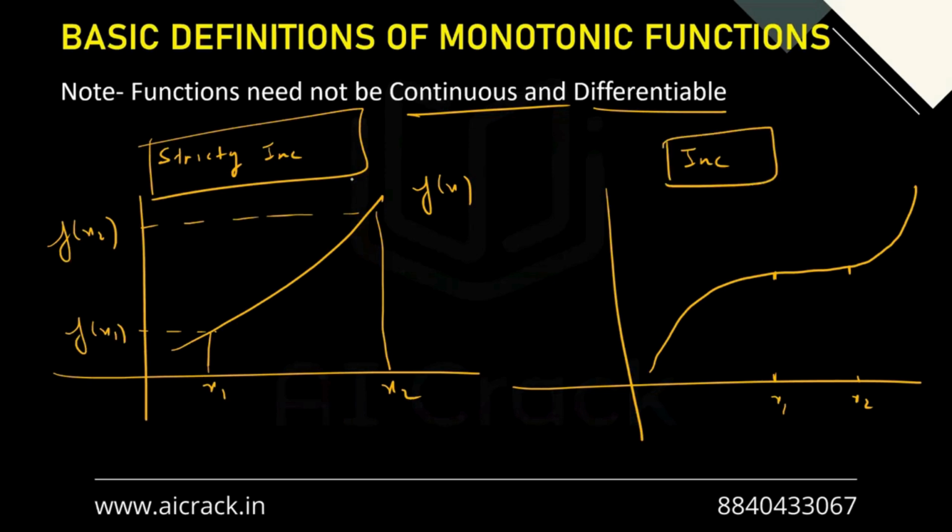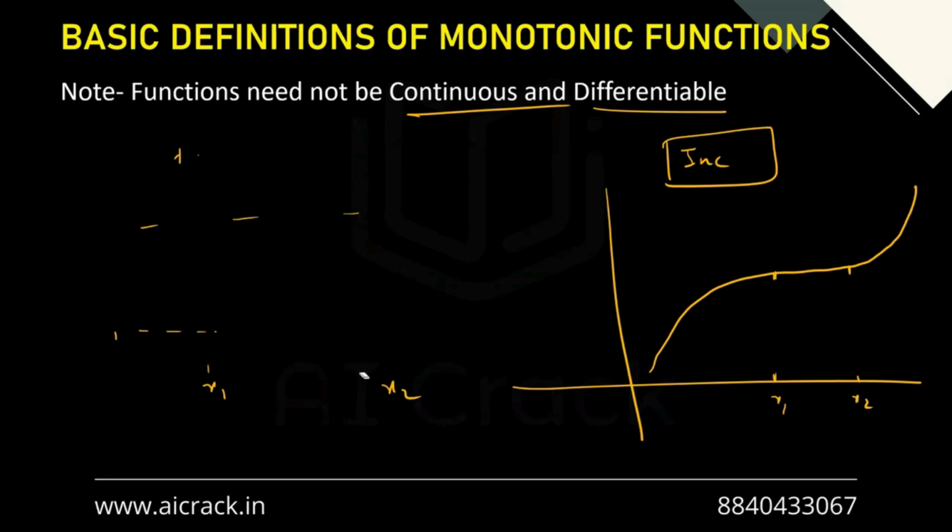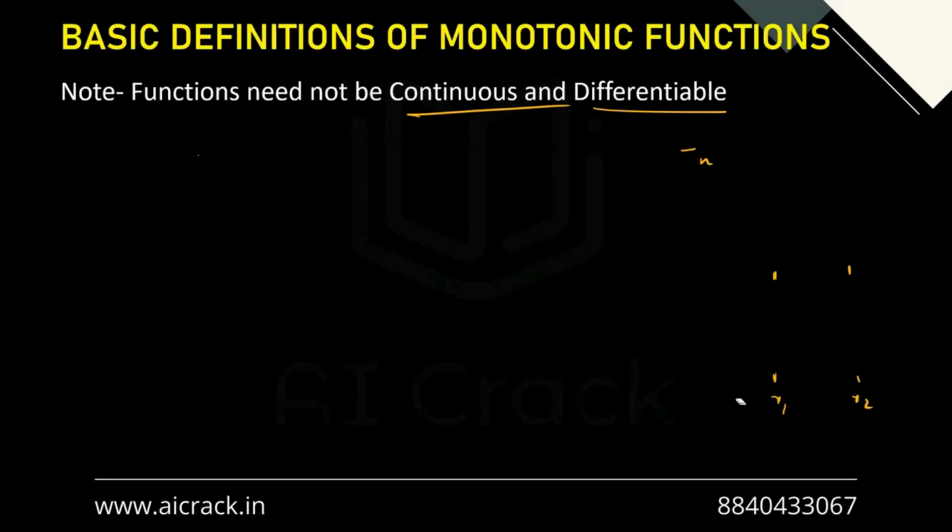So until now, we have just talked about the increasing part. We also have to include the decreasing part. For that, we again have two categories. The first one is strictly decreasing, and the second one is just decreasing.